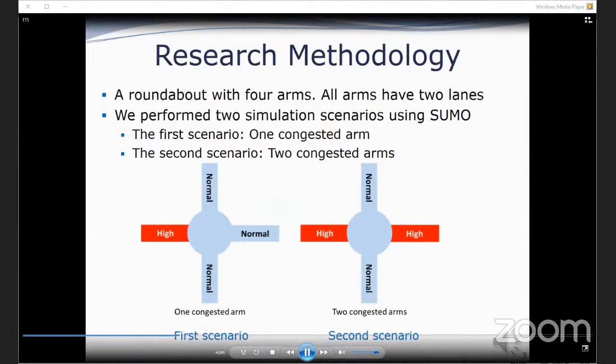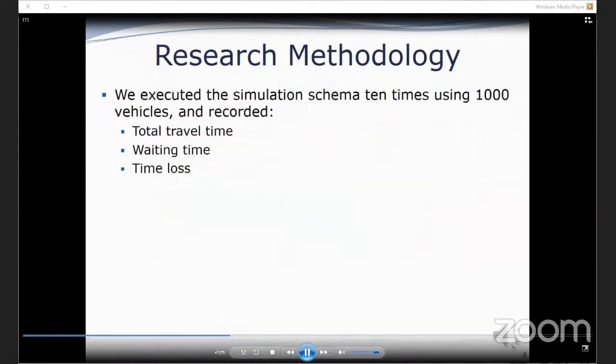And also, we used a simplified version of the roundabout where all the arms are assumed to have only two lanes. In the first scenario, the right arm has 40% of the traffic, while the other 60% of the traffic is equally distributed across the three other arms. In the second scenario, 60% of the traffic is distributed equally on the left and right arms, while the remaining 40% is distributed evenly on the top and the bottom arms. To define these scenarios in SUMO, we use the file randomTrips.py, which is provided by the SUMO installation.